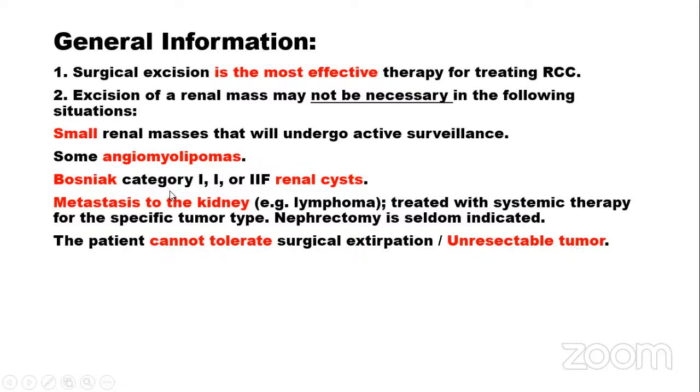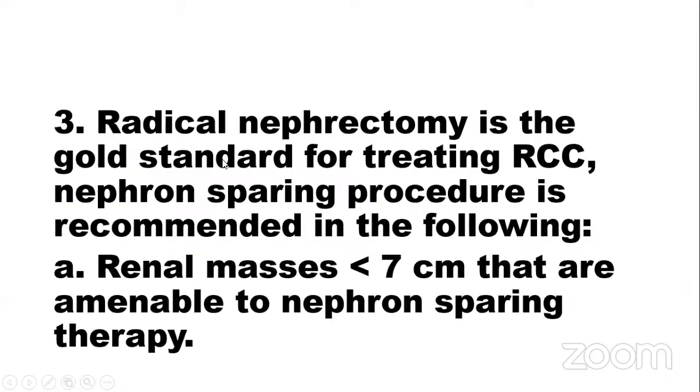Excision of the renal mass is not necessary for those groups. If it's a small renal mass, it will undergo active surveillance. Some angiomyolipoma types, Bosniak category 1 and 2F, renal cyst, metastasis of the kidney, for example lymphoma, systemic therapy, and patient cannot tolerate surgical extirpation, or unresectable tumor. Radical nephrectomy is the gold standard for treating RCC.